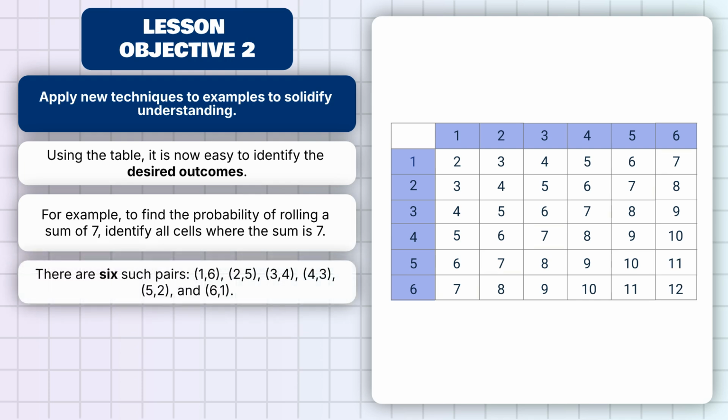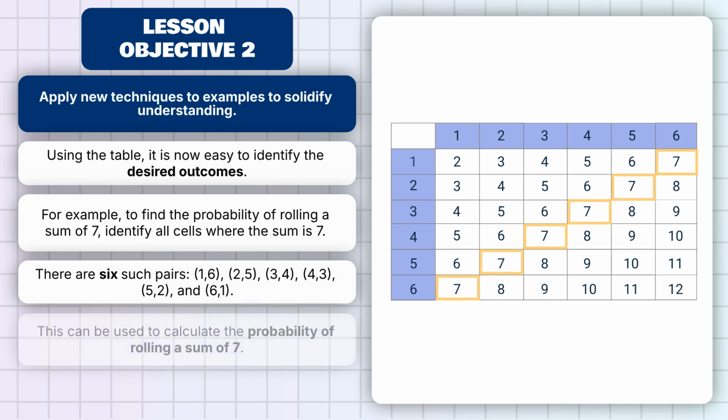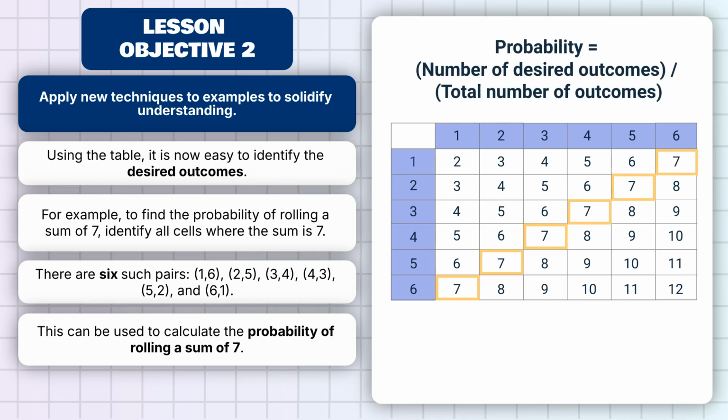There are 6 such pairs. This can be used to calculate the probability of rolling a sum of 7, where the probability is the desired number of outcomes divided by the total number of outcomes. So we get 6 divided by 36. This gives us an answer of 1/6.